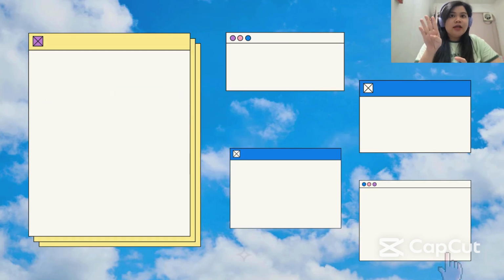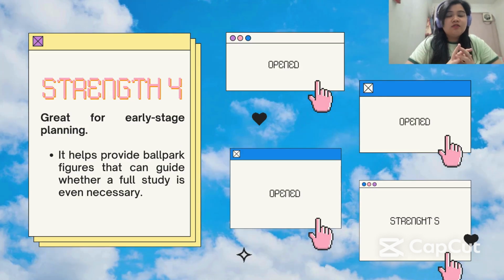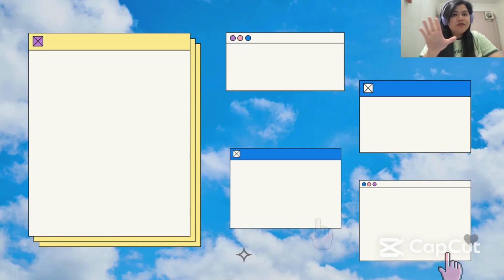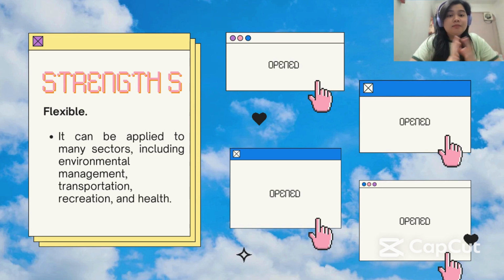The fourth strength of the benefit transfer method is that it is great for early stage planning, which helps provide ballpark figures that can guide whether a full study is even necessary. And finally, the fifth strength is that it is very flexible. It can be applied to many sectors, including environmental management, transportation, recreation, and also health.